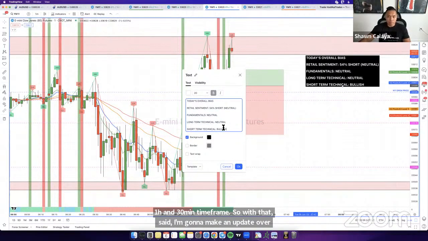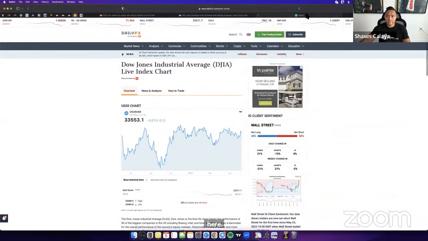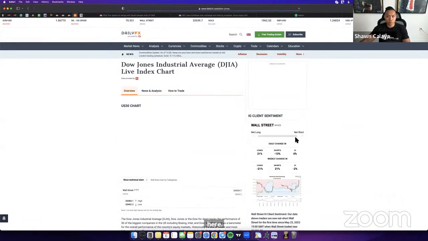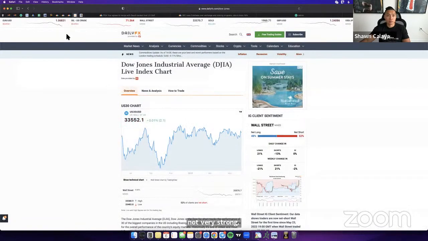Bullish, we'll just keep long-term neutral. It's still not very strong. The overall bias is still pretty neutral at the moment. Let's take a look at sentiment. Sentiment's even more neutral now. It's 52% long or 52% short.